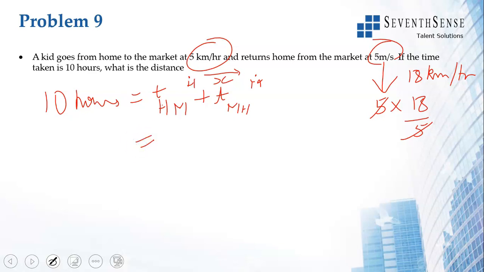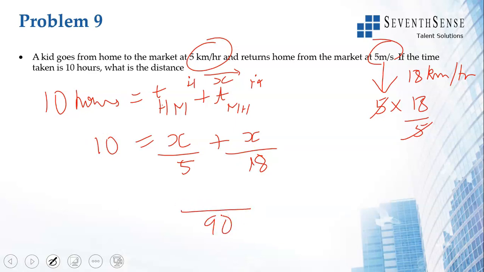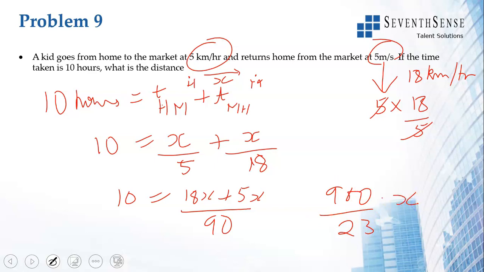What is the time taken from home to the market? It is the distance x divided by the speed. And what is the time taken to go from market to home? It's the same distance x, but the speed is different. This is equal to 10. If you take the LCM here, you get 18x plus 5x is equal to 10. So you get 900 by 23. That is the distance, 900 by 23 kilometers.